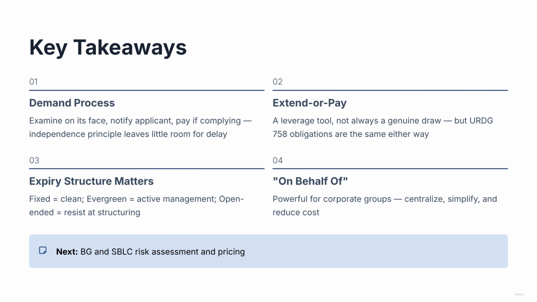the same either way. Expiry structure matters more than most people realize at the issuance stage. Fixed is clean. Evergreen requires active management. Open-ended is a risk that should be resisted. And the on behalf of structure is a powerful tool for corporate groups looking to centralize, simplify, and reduce the cost of guarantee issuance. In the next lecture, we look at how banks assess the risk of BG and SBLC transactions and how that risk is priced.